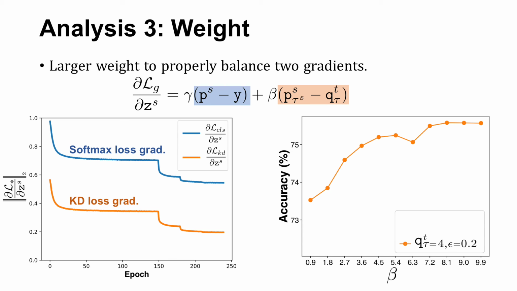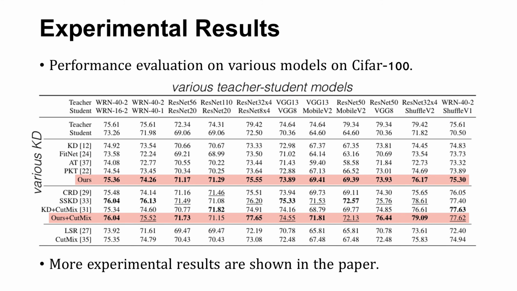The third analysis is about weighting. The weight should be large enough to properly balance the two gradients which are from classification loss and KD term. The larger weight favorably improves performance. Our proposed KD method based on these three analyses exhibits superior performance to the other KD methods. More experimental results including transfer learning are shown in the paper.